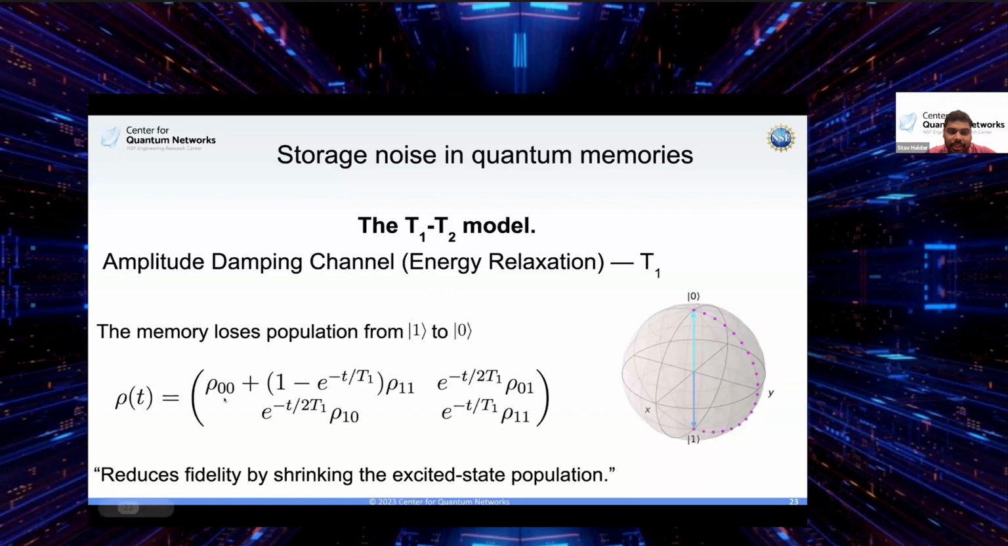And what it does to your density matrix is that it reduces the one state population, as you would expect. It increases the zero state population, as you would expect. But what is worse is if you started with a plus state, remember it's an equal superposition of 0 and 1. If you now start losing photons from 1 to 0, that superposition also starts vanishing. You see that by looking at the off-diagonal elements, and you see immediately that they also fall exponentially, and the strength of that fall is dictated by this parameter T1, which is called the relaxation time, or the T1 time of the memory, right? So that's one way in which you lose coherence.